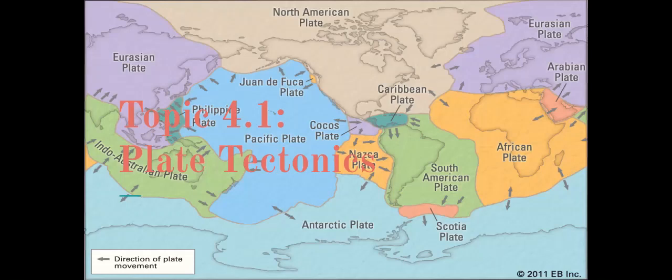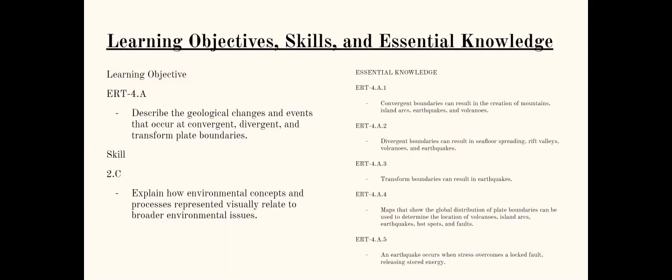Now, this is going to be for topic 4.1, plate tectonics. Again, if you are a student who's had experience with earth science, you may have heard of this before. If you have not, we're going to be going over this together. And so your learning objective is going to be to describe the geological changes and events that occur at convergent, divergent, and transform plate boundaries. We're going to define those together.